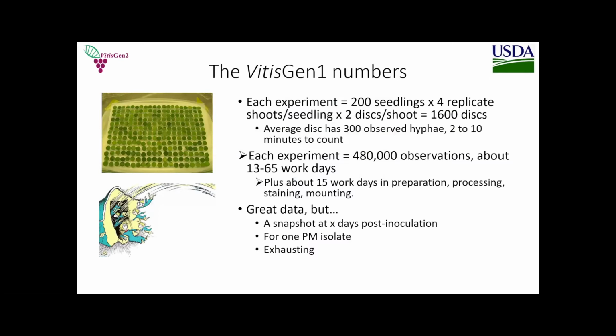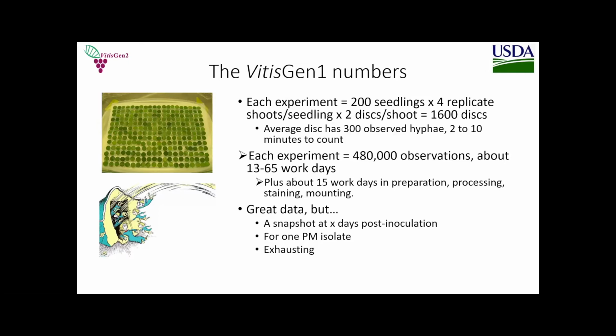And so if you think about the numbers that we were running in Vitis Gen 1, we hoped to get up to 200 seedlings. Now we're talking about 300. We typically would have 1,600 discs in an experiment, about half a million observations per experiment. And this, depending on the person, would take anywhere from 13 to 65 working days. So that's a lot of effort just to collect the data. That's just in the observation of the samples. That's not to mention the 15 work days that it takes to prepare the samples.